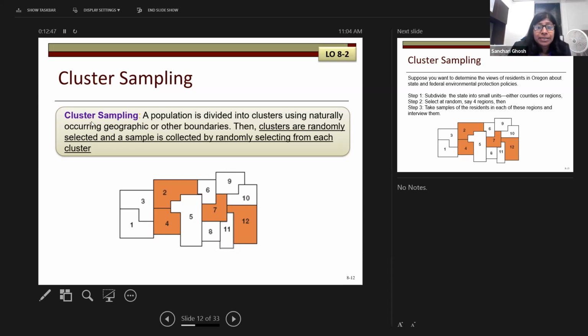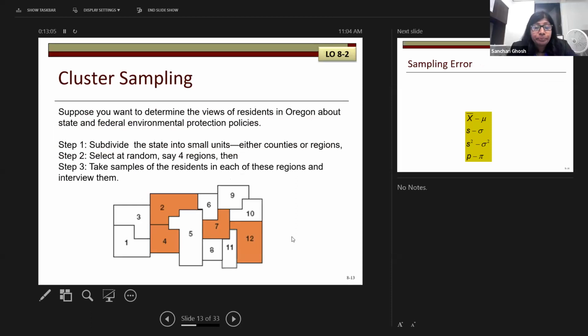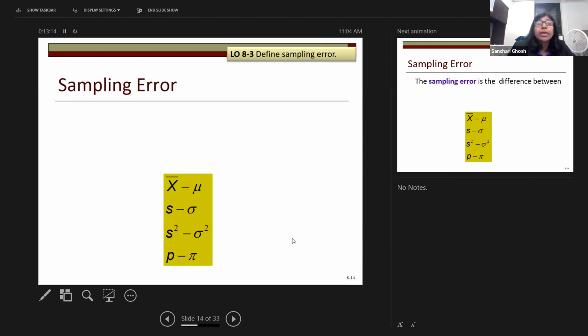So that's why, ladies and gentlemen, it's very important to understand the types of sampling and when and what method we are going to use. That really concludes our methods of sampling. This is one way of cluster sampling, as you can see: random regions and then sampling from those regions. Then we move on to sampling and the difference with population.